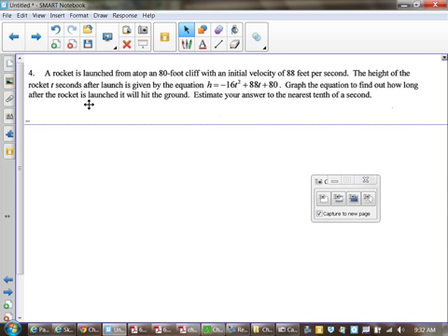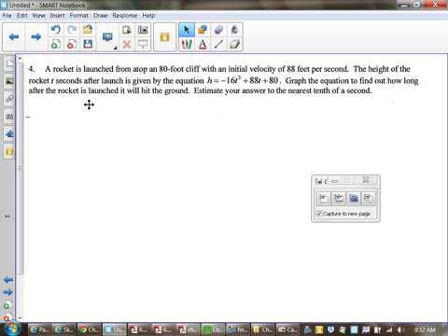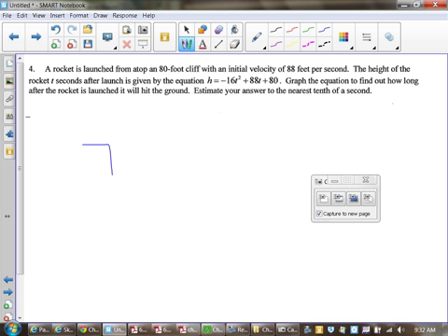A rocket is being launched from atop a 50-foot cliff with an initial velocity of 88 feet per second. The height of the rocket in t seconds after launch is given by the equation. Graph the equation to find out how long after the rocket is launched it will hit the ground. So here's what it's looking to do. You're already on top of a 50-foot or an 80-foot cliff, and you shoot the rocket.